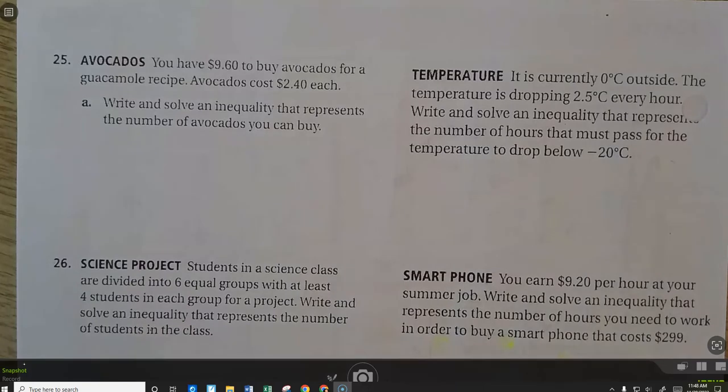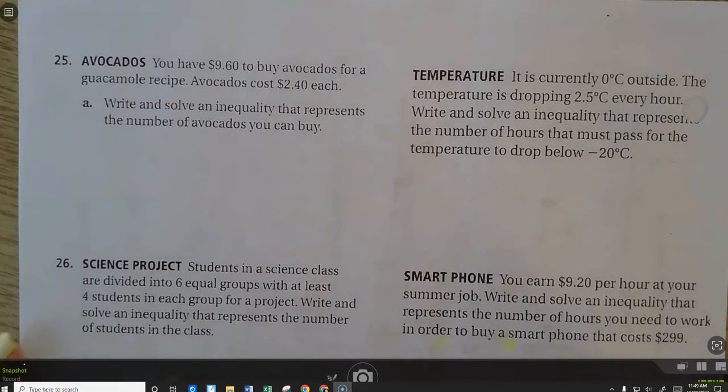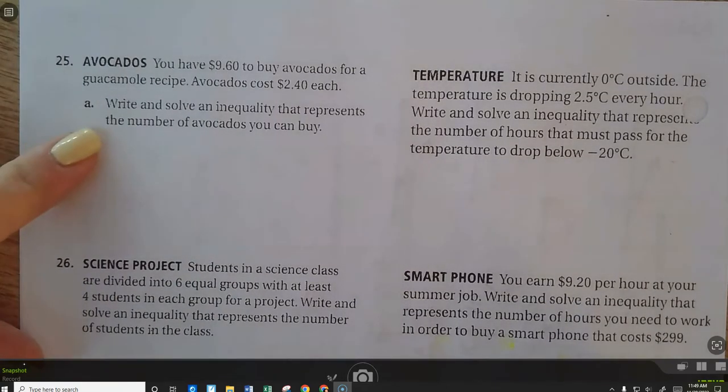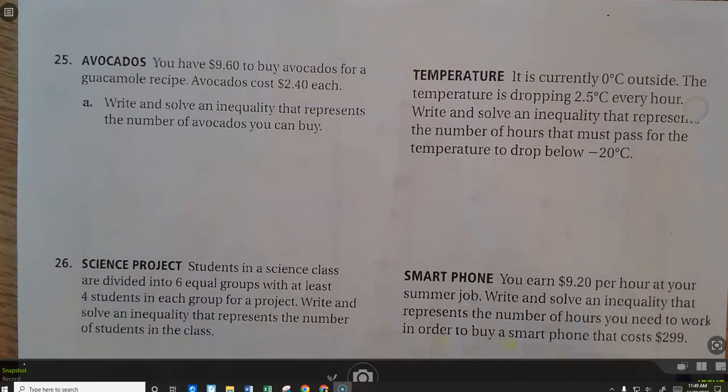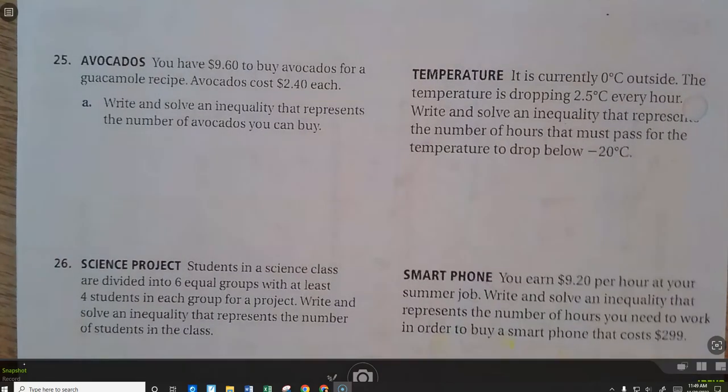So, avocados. You have $9.60 to buy avocados for a guacamole recipe. Avocados cost $2.40 each. Okay. Write and solve an inequality that represents the number of avocados you can buy. So, I want to, a couple things, right? I want to look for my clue words that tell me which inequality symbol I can use.